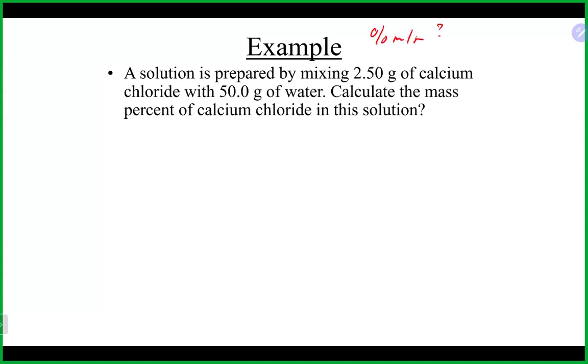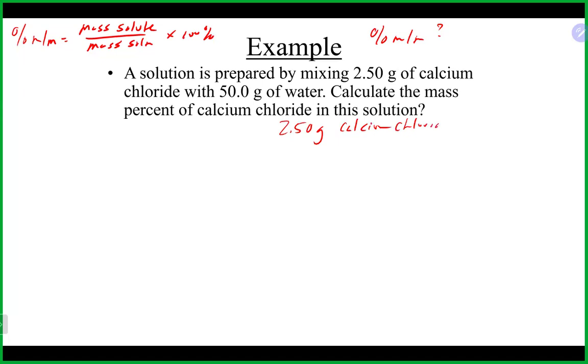So again, we're going to do percent mass to mass. And that again is our mass of our solute, the smaller part of the solution, divided by the mass of the solution times 100%. So in this case, we got 2.5 grams of calcium chloride, and that is going to be our solute, as that is the smaller part. Our 50 grams of water here is going to be our solvent. So once again, the larger part of the solution. And we're looking for the mass percent.